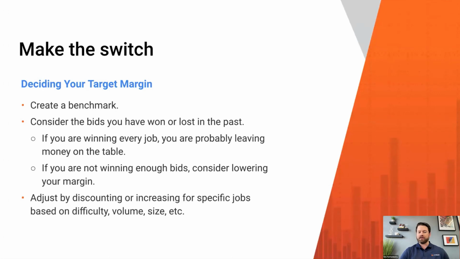So you can look at your historical jobs. If you feel like you're winning every single job that you're bidding on, then you're probably leaving a lot of money on the table. You're probably underpricing your job, and you should increase your profit margin. If you feel like you're not winning enough of your jobs, then, again, you can consider lowering that margin. I would probably still come at the bid a little bit higher, but make it aware that you're willing to negotiate, or, if you need to, you can.